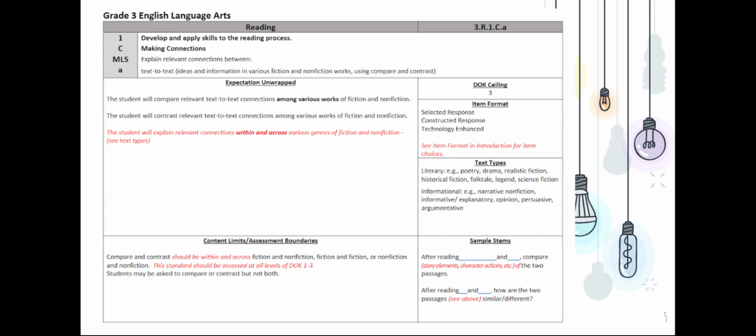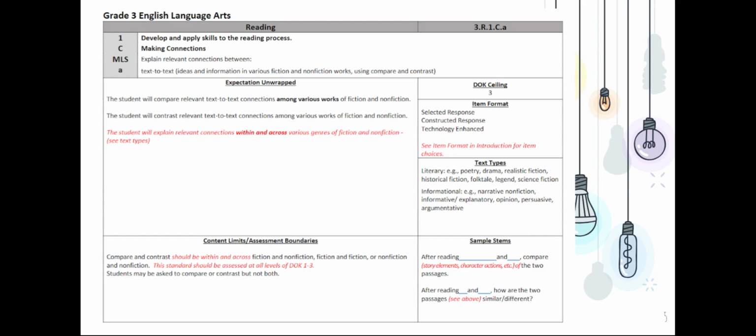Next are the text types. This is a very important box for ELA standards. You can see that there are both literary and informational text types. What this means is in this standard, a student could be asked to compare and contrast a work of poetry with a work of drama.